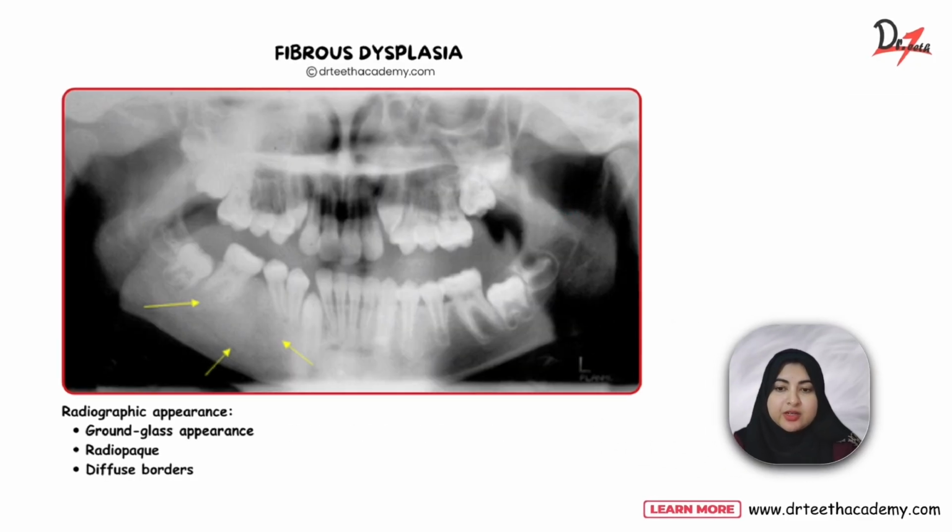Now, fibrous dysplasia is a congenital anomaly characterized by expansion of the bone. Here you can see this section is expanded. Radiographically, fibrous dysplasia presents as a radio-opaque lesion with a slight mixture of radiolucent areas, exhibiting a ground glass appearance. So this is not the right answer because this is not a feature of Langerhans cell histiocytosis. Remember, fibrous dysplasia has ground glass appearance, it is radio-opaque and has diffuse borders. So this is not the right answer.